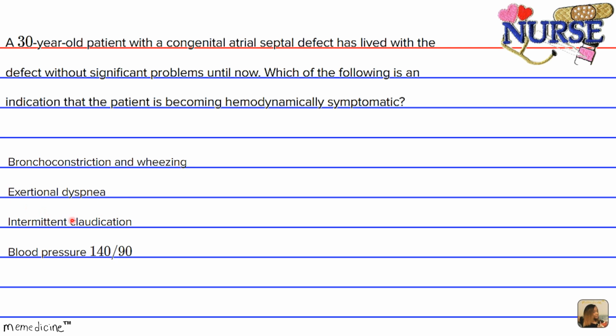And dyspnea is abnormal or uncomfortable breathing. And it has several causes. And a congenital atrial septal defect can definitely cause dyspnea. Okay? So the correct answer choice or the correct indication is B, exertional dyspnea. Okay?